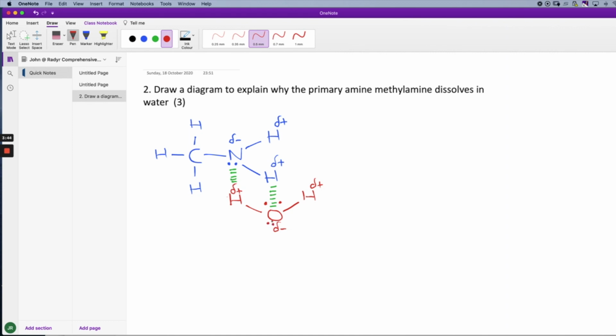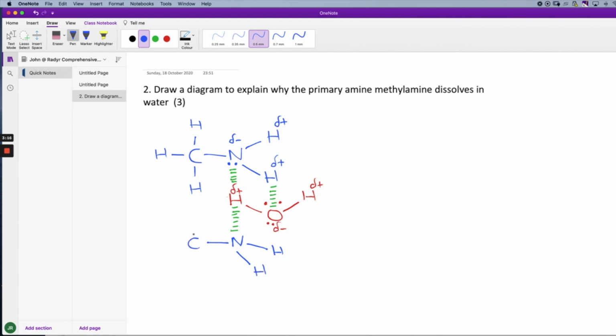Now oxygen's got two lone pairs, so notice that I've put one of the lone pairs contributing to the hydrogen bond here. So the other lone pair on that oxygen could form a hydrogen bond to another amine molecule. So I'm going to draw a hydrogen bond forming now between the delta plus hydrogen on water and the delta negative nitrogen on another amine molecule.